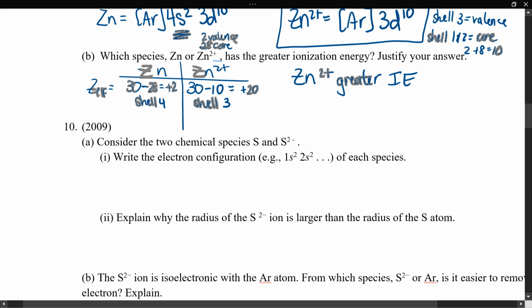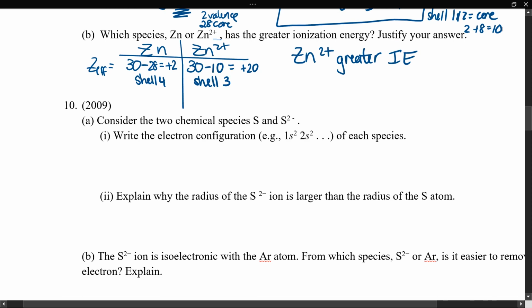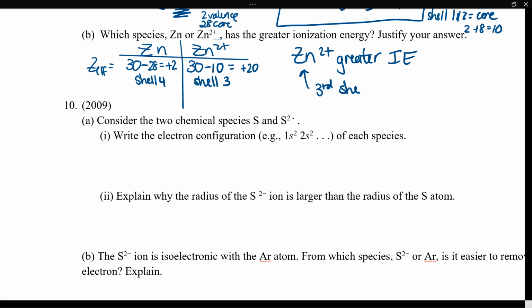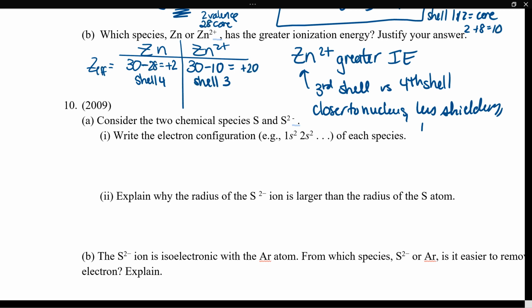So you want to say the zinc ion has a greater ionization energy. Justifying your answer, you could say that the zinc ion has valence electrons in the 3rd shell versus the 4th shell, so they are closer to the nucleus. They experience less shielding. Those things combine to make them more attracted, which makes them harder to remove from the atom.